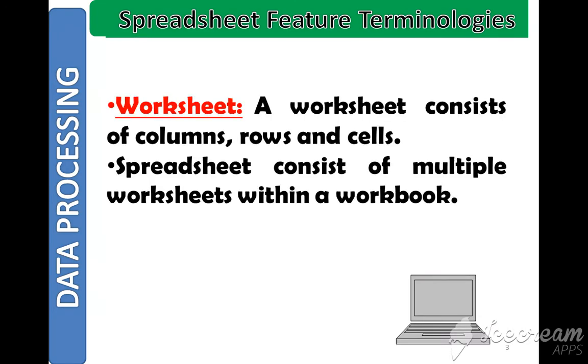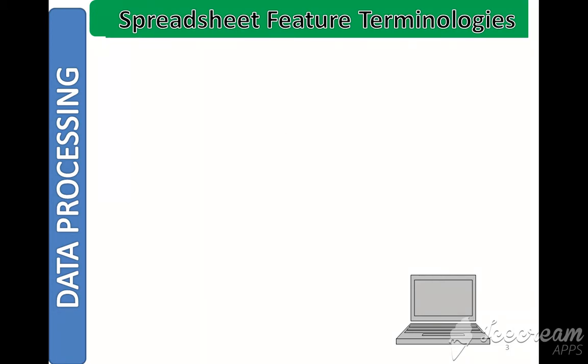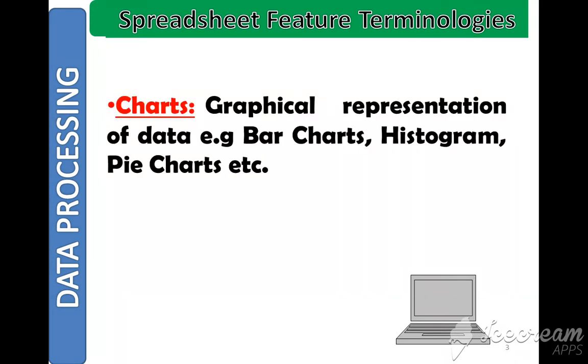Worksheet consists of columns, rows, and cells. It consists of multiple worksheets within a workbook. Charts are graphical representation of data, e.g. bar charts, histogram, pie charts, etc.